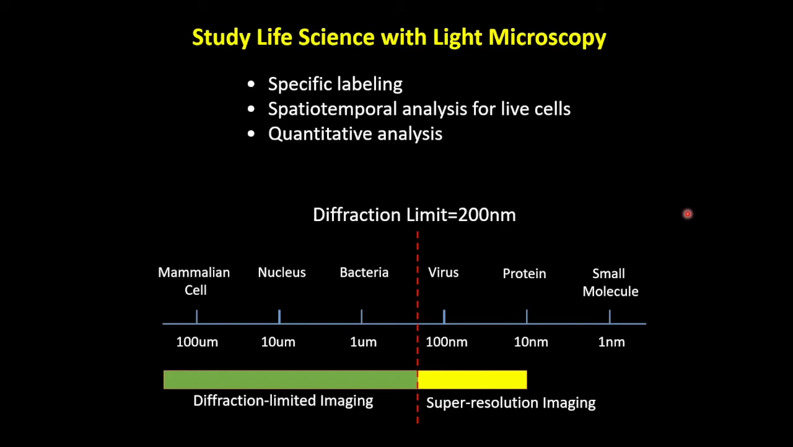Due to the diffraction limit of light, anything with a resolution less than 200 nanometers is what we now call super resolution. For example, viruses, proteins, or even small molecules are way below the optical resolution.